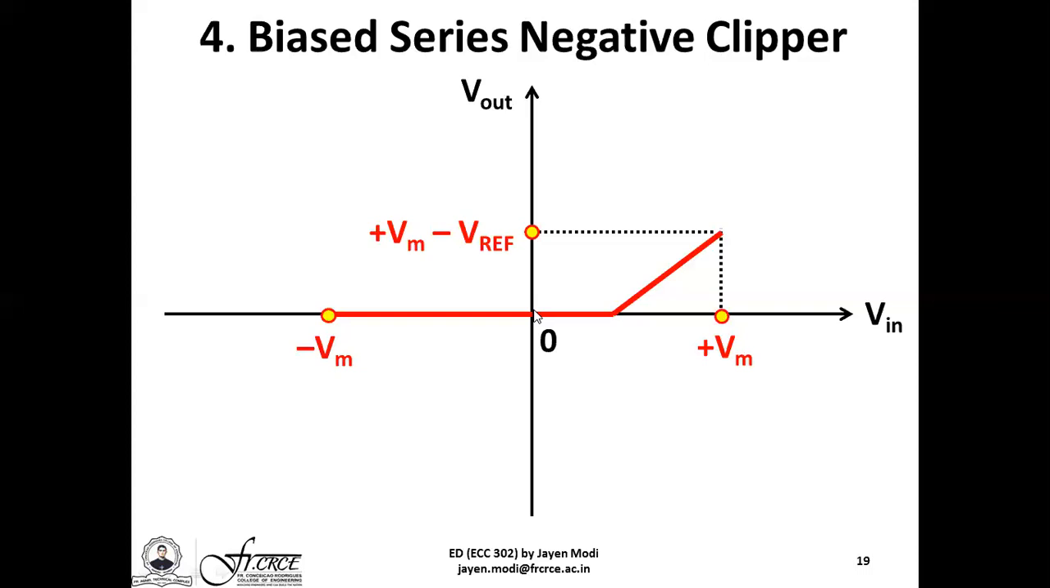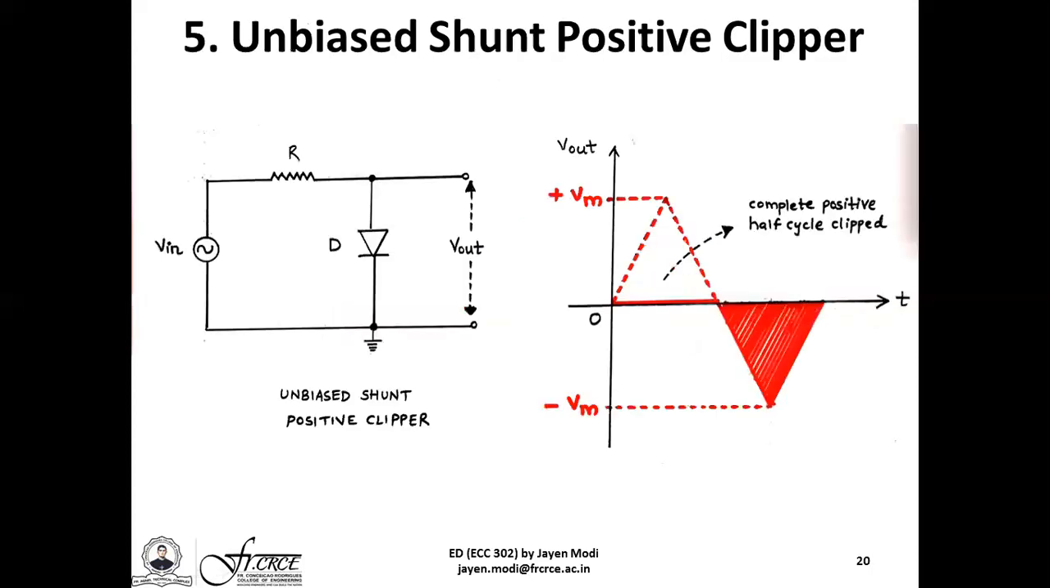The second main family of clippers is what we call a shunt clipper. Now here what we see is the positions of resistor R and the diode are completely interchanged. Since the diode is in parallel with the AC input signal and with the output signal terminals, the name is shunt. And with the name unbiased, you again see that there is no DC reference voltage connected anywhere in the circuit.